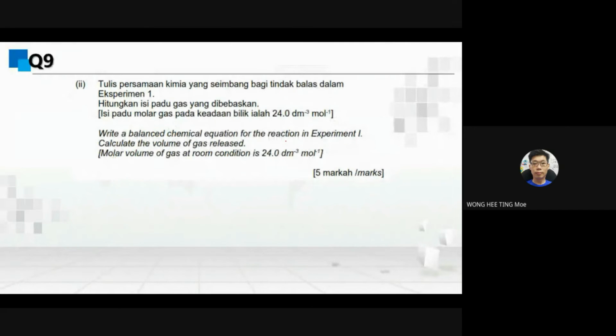Now write the chemical equation and then calculate the volume. This one I'd like you to try. Write the chemical equation and try to calculate the volume of gas released.